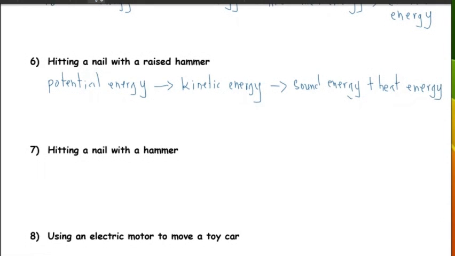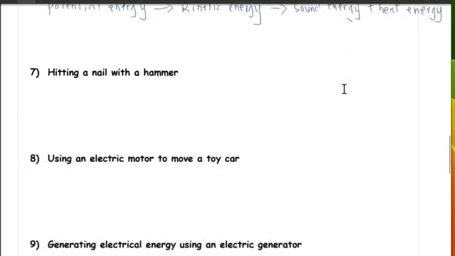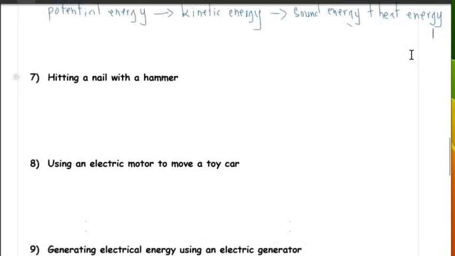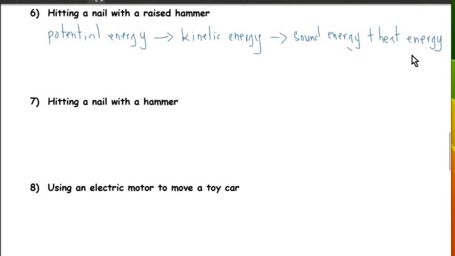Okay, now with the next incident, we have hitting a nail with the hammer. So in this scenario, the hammer is not yet raised. So the carpenter or whoever is holding the hammer needs to use his or her chemical energy to raise the hammer before it comes down. So we are going to have the same energy transformation, but we are going to start with chemical energy before the potential energy. Okay, so since the carpenter needs to raise the hand first, we have to start with chemical energy.